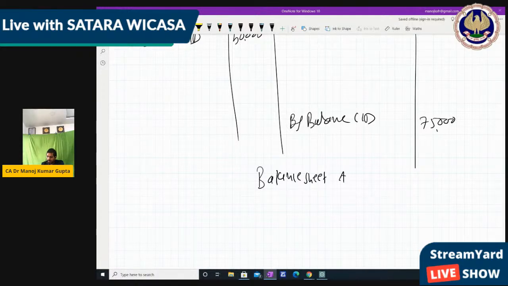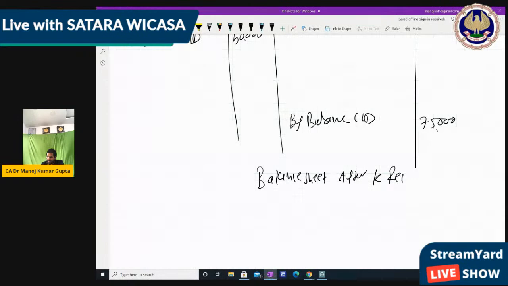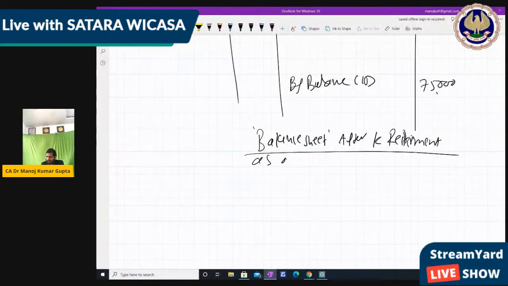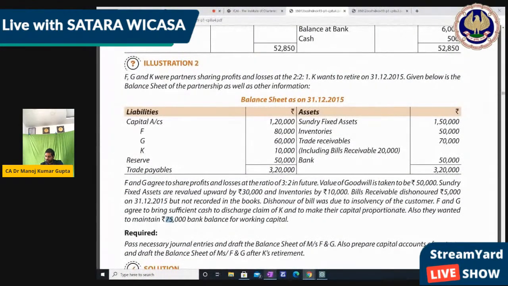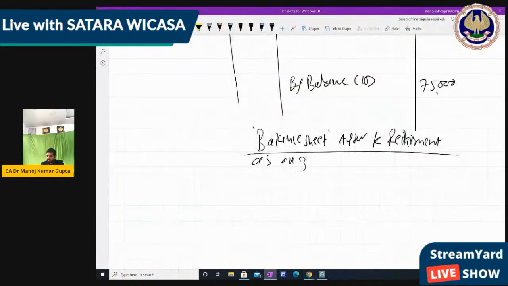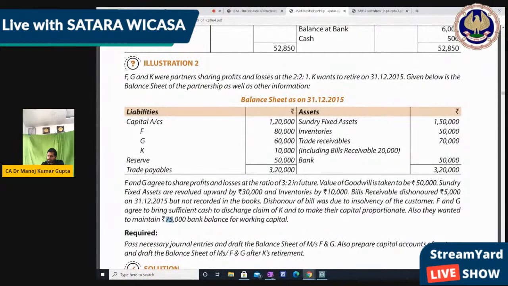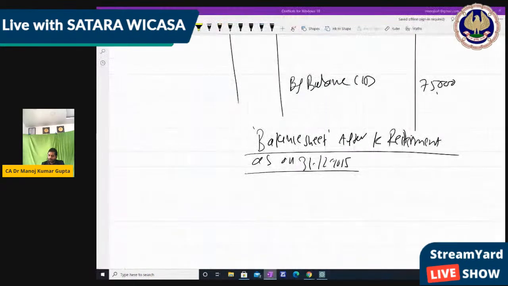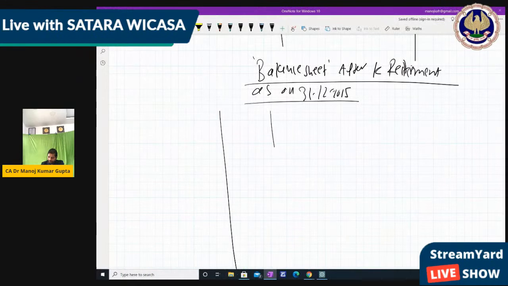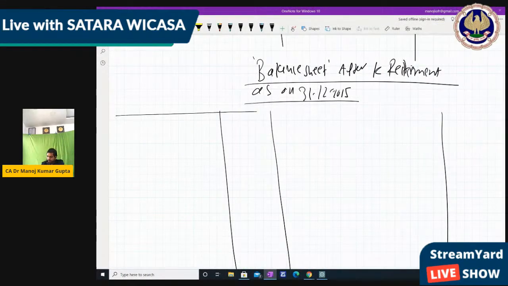Balance sheet after K's retirement, as on the same date, right? So 31st December 2015 or whatever date. Fine. The balance sheet is in the same way, right? Now let's start with the first adjustment.